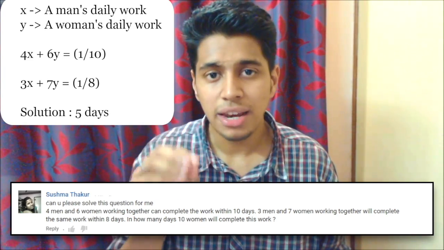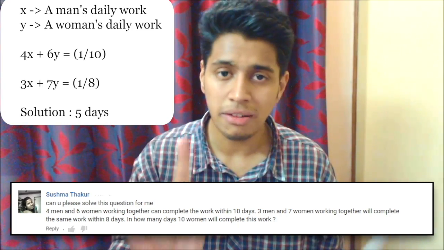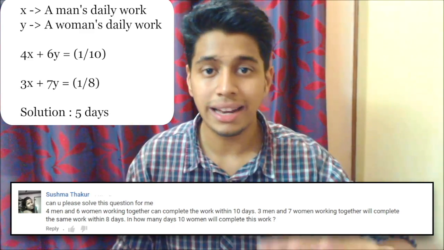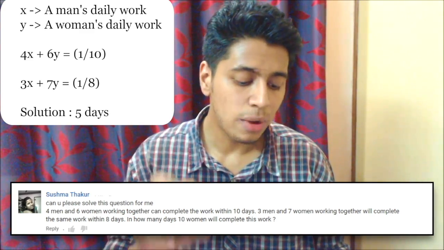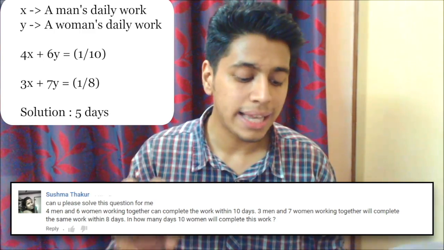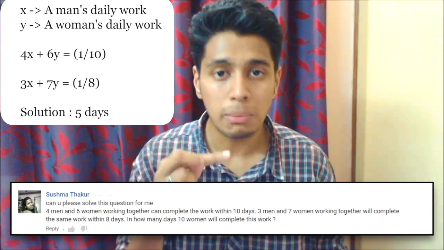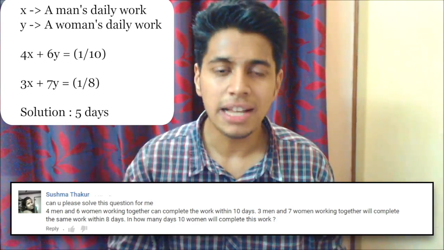That means every day one woman finishes 1 by 50th of the work. So if only one woman was going to do the entire work, it will take her 50 days. Alright, but they say that you have 10 women. So in how many days will 10 women complete this work? Right? So 10 into 1 by 50 will be 1 by 5. So every day they finish 1 by 5th. In 5 days they'll complete the work. So the answer is 5 days.